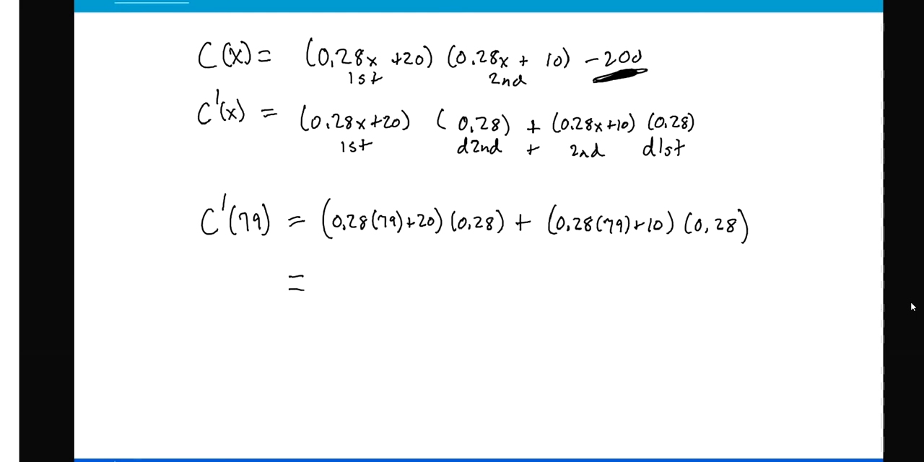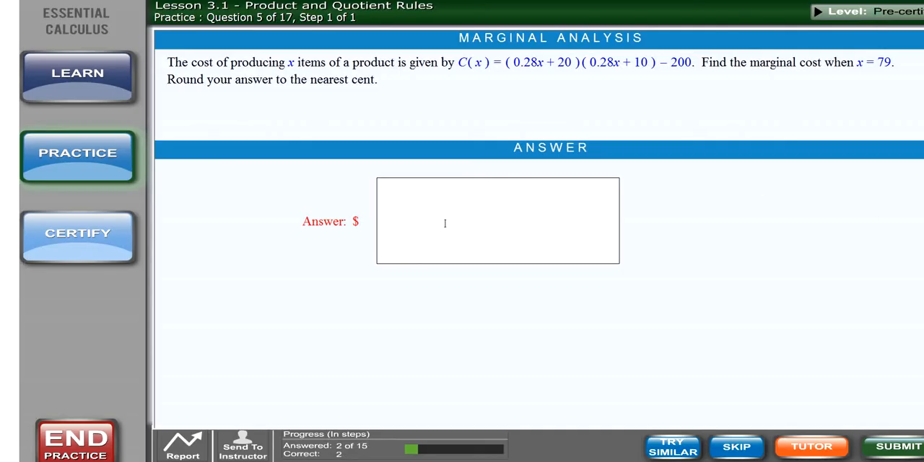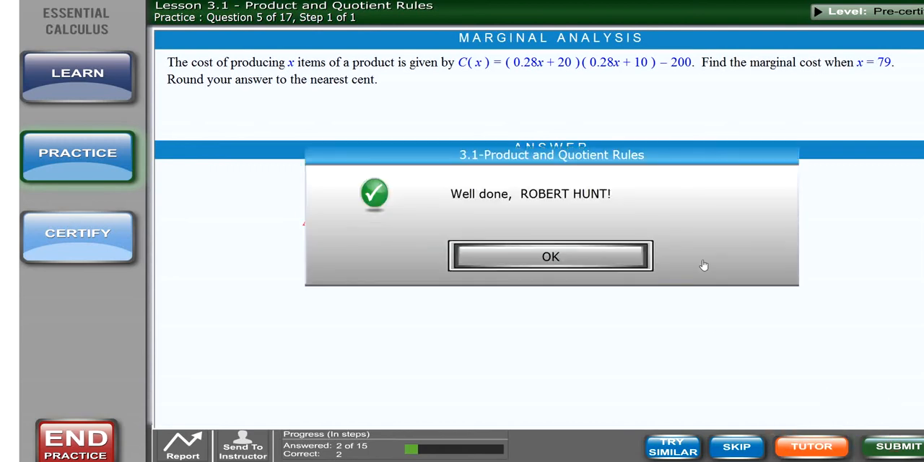Okay, plug that into a calculator, I get 20.7872. So remember, it said round to 2 decimal places. It's money, right? So the pennies. So make sure you write that as $20.79. And let's put that in. $20.79. There it is.